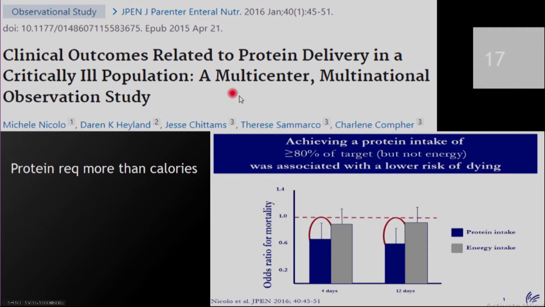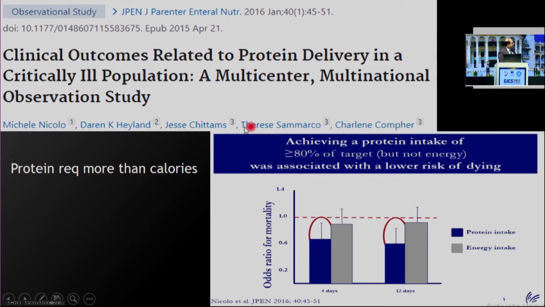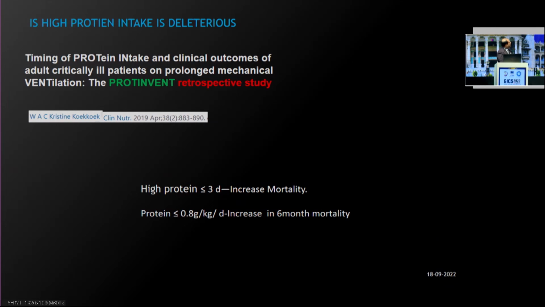This is another study, by Nicolo et al., which was published in Japan, on clinical outcome related to protein delivery in critically ill patients. They concluded that we should not concentrate on the calories; we have to concentrate on the protein requirements. They found that if the patient receives more than 80% of the targeted energy, there is an associated lower risk of dying.